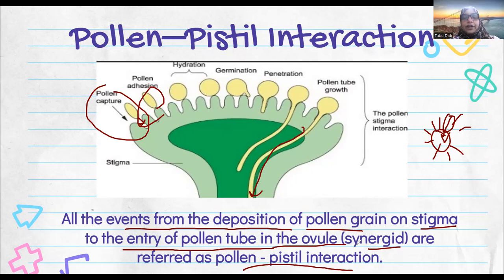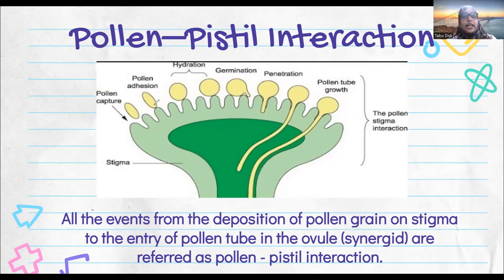Now why are we referring to pistil here? It is the gynoecium, the female reproductive part. Remember in the first lecture when we were labelling the flower, we also said that this carpel, this gynoecium, is also known as carpel. It is also known as pistil. So another name is pistil. Okay, so pollen and pistil interaction.